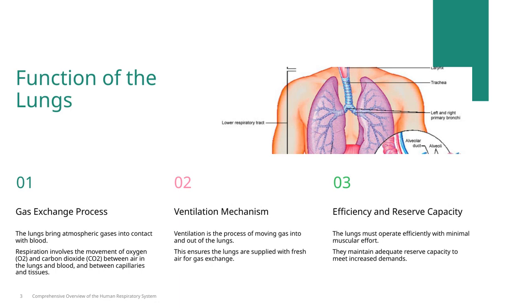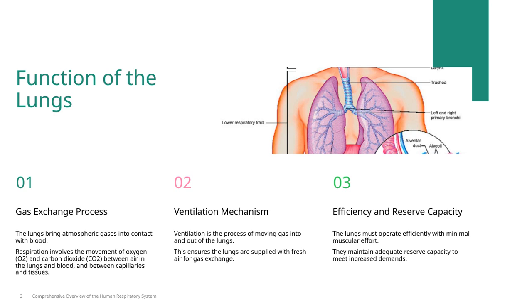Let's take a closer look at the ventilation mechanism, which is essentially how air moves into and out of our lungs. This process is crucial because it ensures that our lungs are constantly supplied with fresh air, allowing for effective gas exchange. Without proper ventilation, our body can't get the oxygen it needs or remove the carbon dioxide produced by our cells.